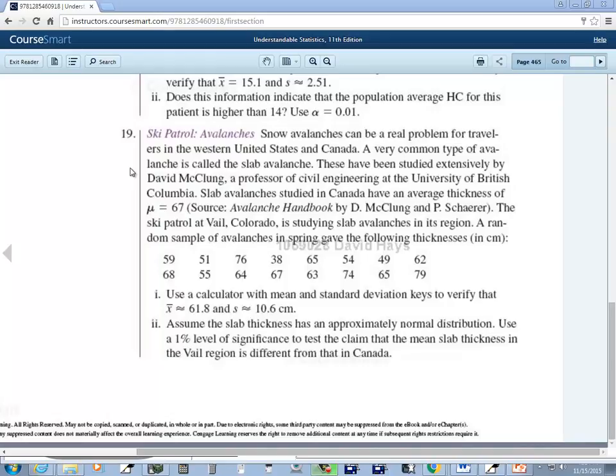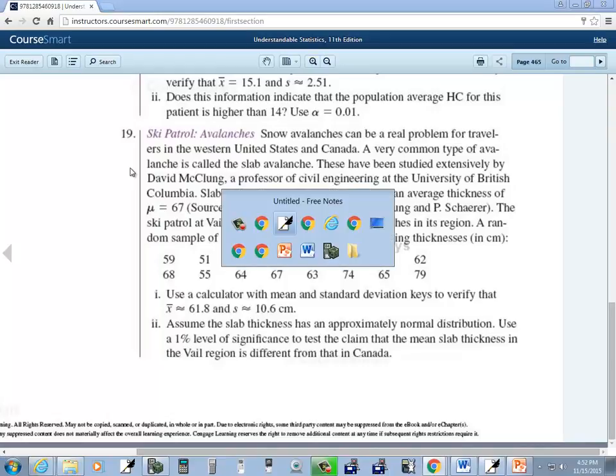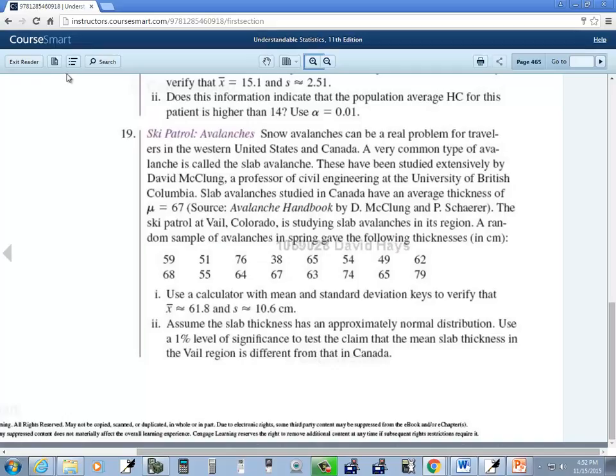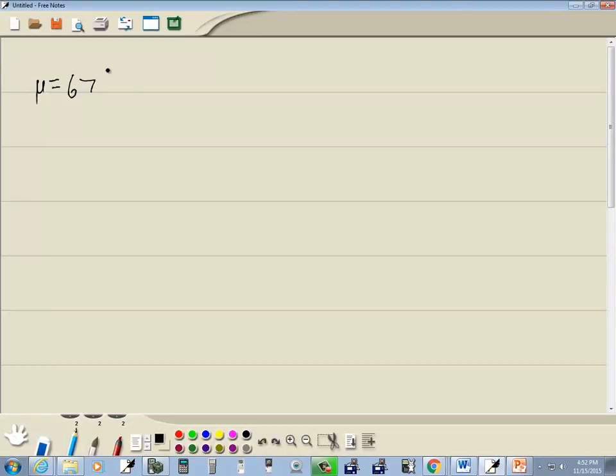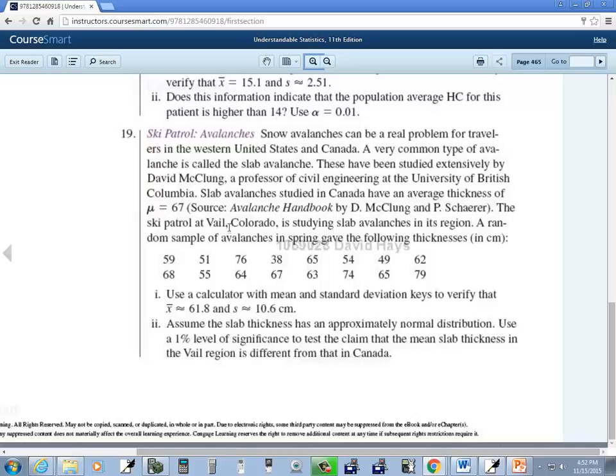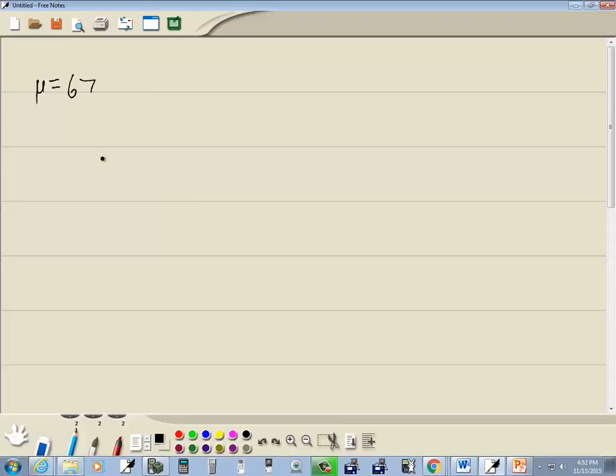Slab avalanches studied in Canada have an average thickness of mu is equal to 67. Now, oftentimes they give us mu because they're referring to the old value. So mu is equal to 67. The ski patrol at Vail is studying slab avalanches in this region. A random sample of avalanches in spring give the following thicknesses. Looks like we have 1, 2, 3, 4, 5, 6, 7, 8. So 16 total. So they're giving us n is equal to 16.